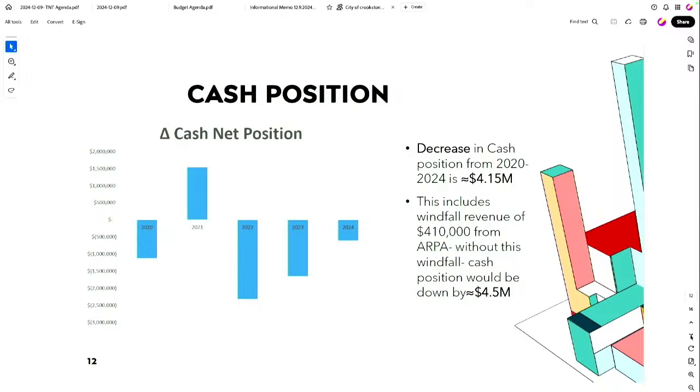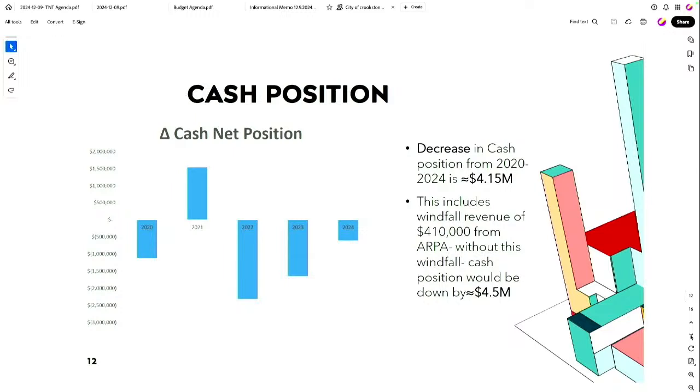This is coming from our audit from the year before. This is based on the budget for 2024. This is an unaudited number. In 2020, we spent about $1 million out of cash reserves. 2021, we put about $1.5 million back. That includes $410,000 in COVID money from the feds, ARPA funds.